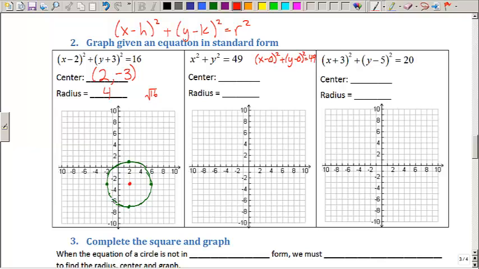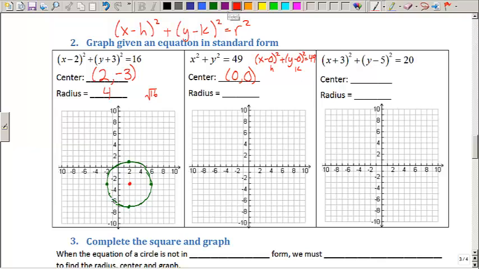There's nothing inside the parentheses with x. Notice we just don't write the parentheses if there's not anything inside the parentheses. So my h would just be 0. Notice there's nothing inside with the y, so that would be considered a 0. So we have my center being 0, 0, my h, k.